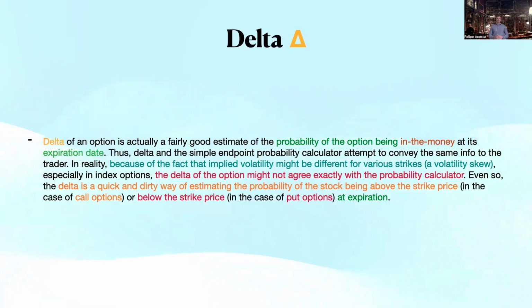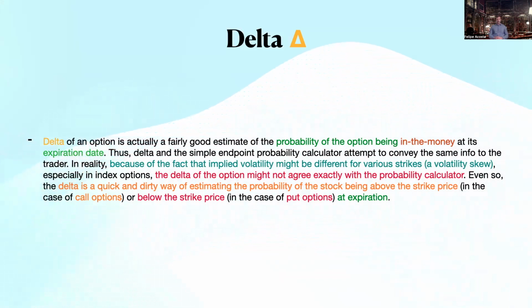Thus, delta in the simple endpoint probability calculator attempts to convey the same info to the trader. In reality, because of the fact that implied volatility might be different for various strikes, and then again, that's the volatility skew, especially in index options, the delta of the option might not agree exactly with the probability calculator.